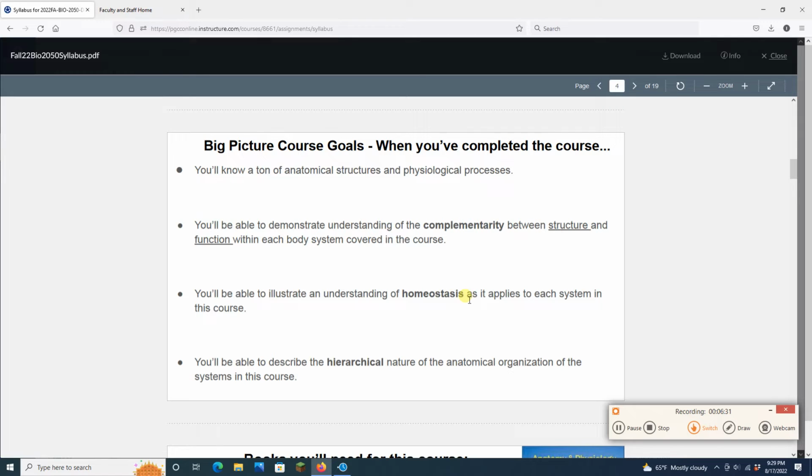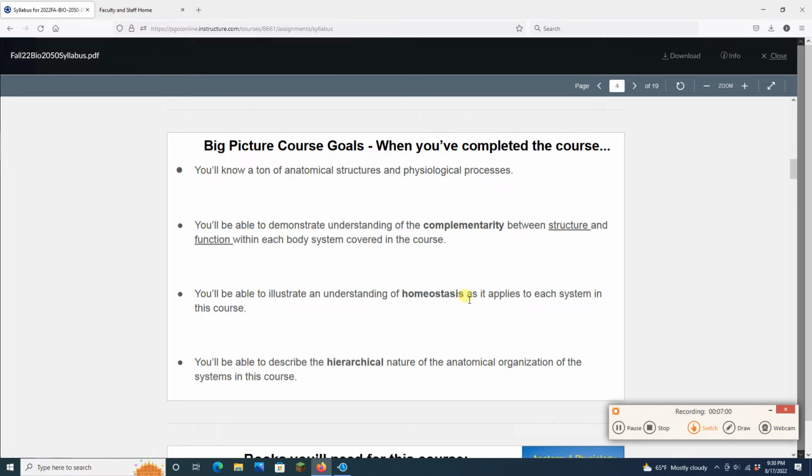Now, you're also going to have an understanding of this concept called homeostasis, this dynamic balance in your body. Think about things like blood pressure, blood gas levels, blood sugar levels. Those are all things that while they change a little bit, they stay balanced. And the idea of balancing all these different parameters in our body is called homeostasis.